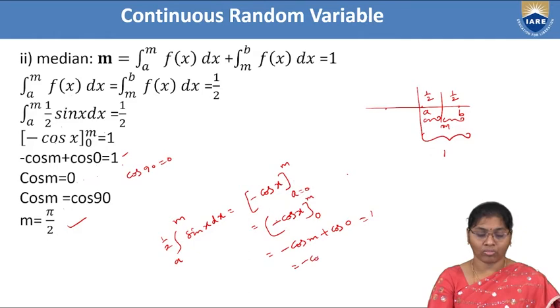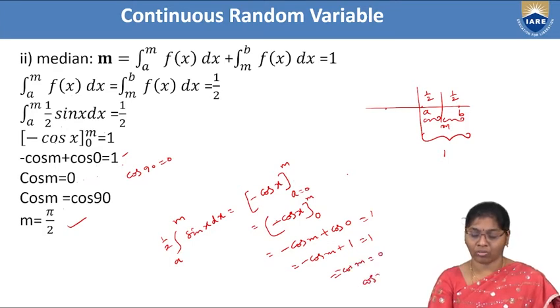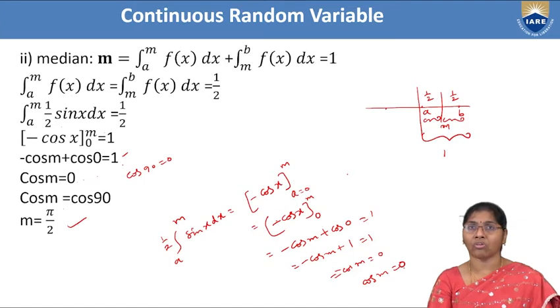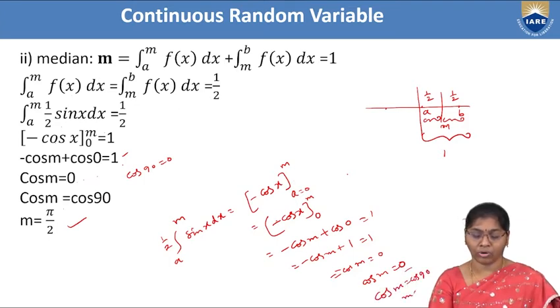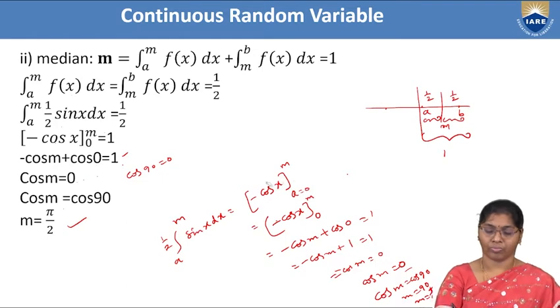Again, minus cos m plus cos 0 value equal to, cos 0 value is 1, and 1 minus 1 is 0. That means minus cos m equal to 0, that means cos m equal to 0. Cos 90 value is 0, that's why I am considering cos m equal to cos 90. Then m equal to 90, that is m equal to pi by 2. That's all.